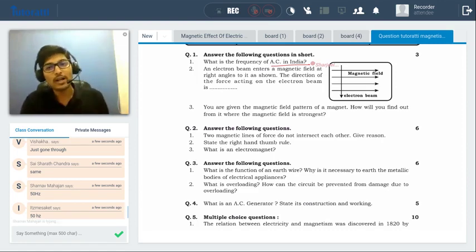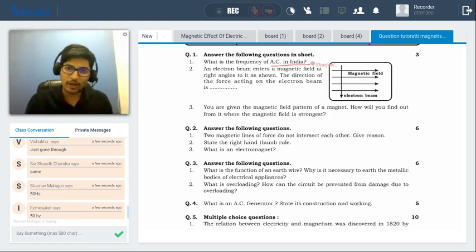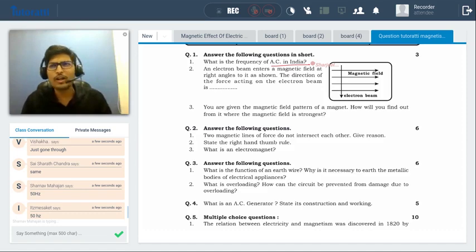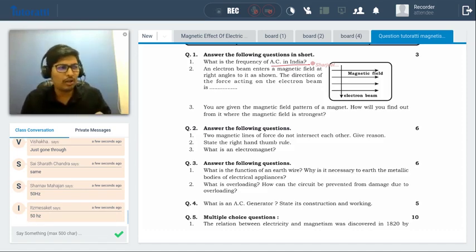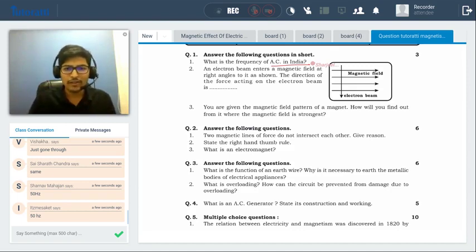In India, it's about 50 hertz. In USA, it's about 120 hertz. The more the frequency, the better quality is the electric current. So in the US, it's slightly better quality. If I'm not wrong, don't catch me on this, I think as far as the Gulf is concerned, it's about 60 hertz current. All right, the second one.